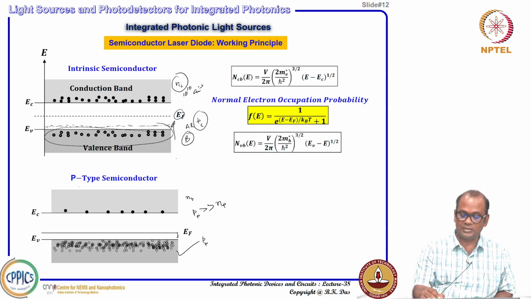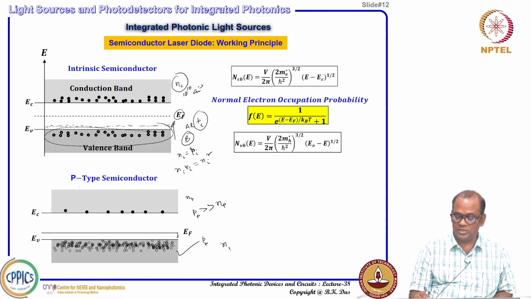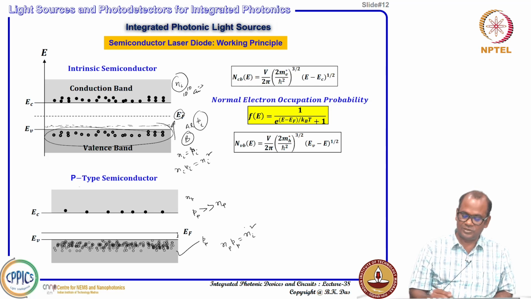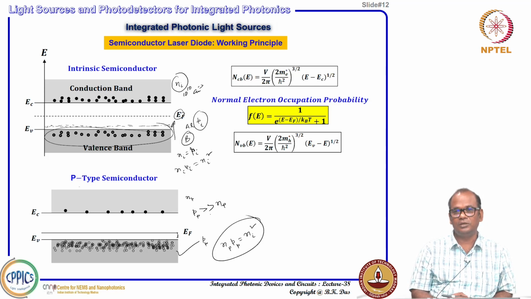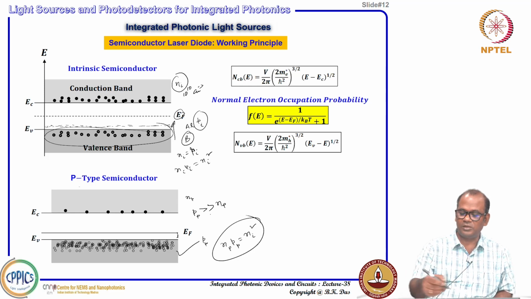Normally, in this case p_p will be much higher than n_p. But in the intrinsic case, n_i would be equal to p_i, and n_i times p_i is equal to n_i square. Even when doping happens, you will see that n_p times p_p will also be equal to n_i square. This can be shown using all the principles, the distributions and energy density, etc.